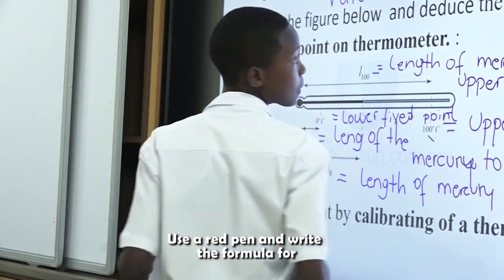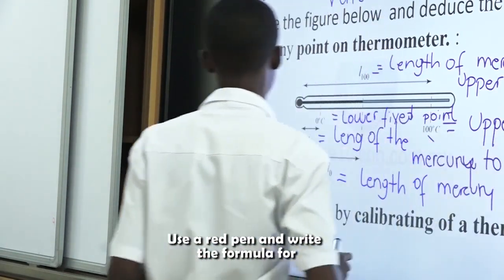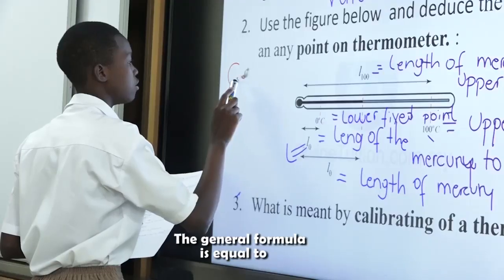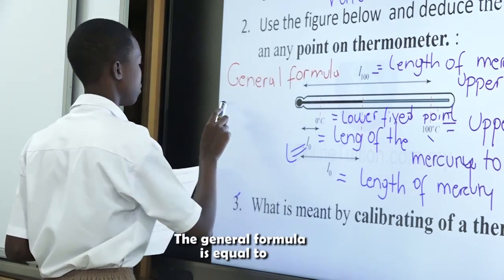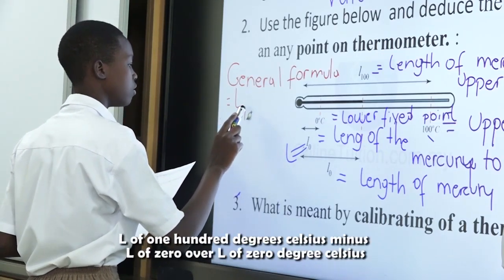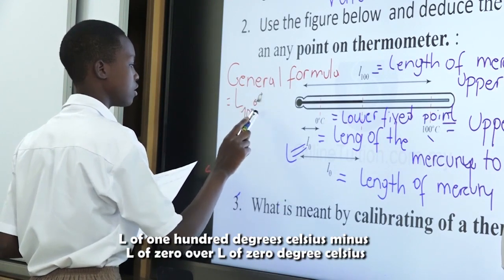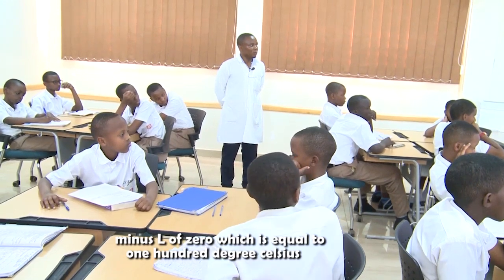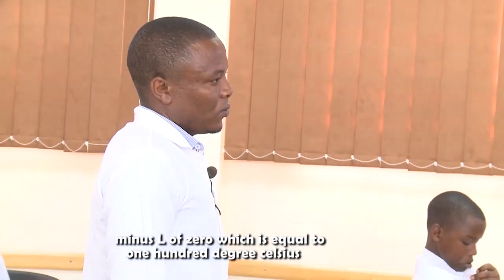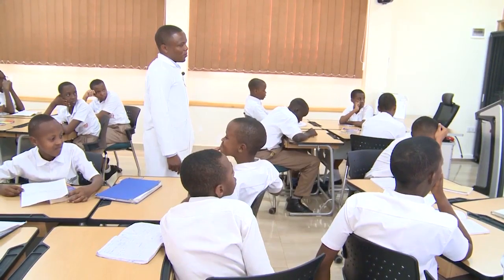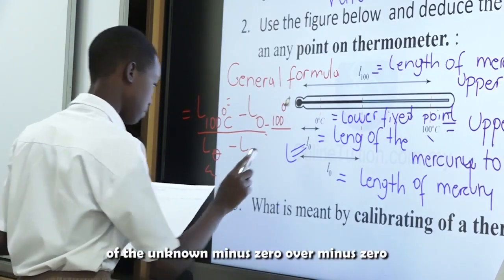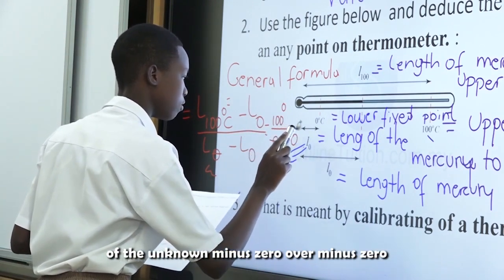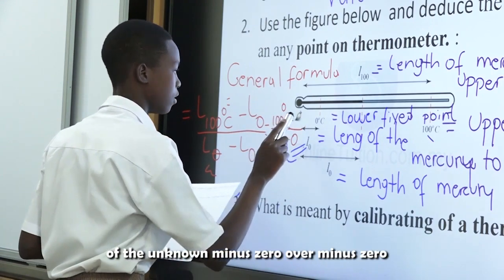Use a lead pen and write the formula for calculating the temperature between the lower and upper fixed point. The general formula is equal to L per 100 degrees Celsius minus L of 0, which is equal to 100 degrees Celsius of the unknown minus 0 over minus 0.